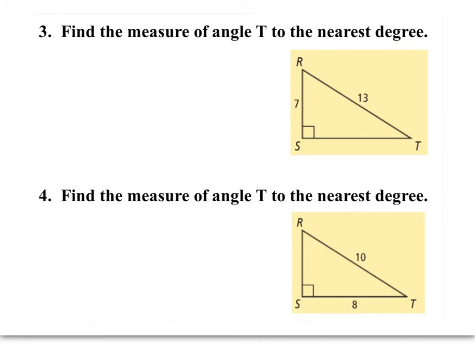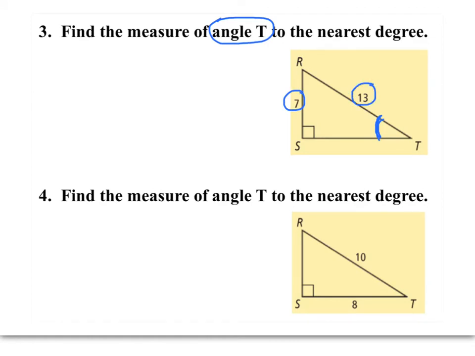So on example 3, I am asked to find the measure of angle T. So I know in my problem that my reference angle for number 3 is going to be angle T. So I am going to mark angle T on my triangle. Now, the two sides that I have in the triangle are 7 and 13.